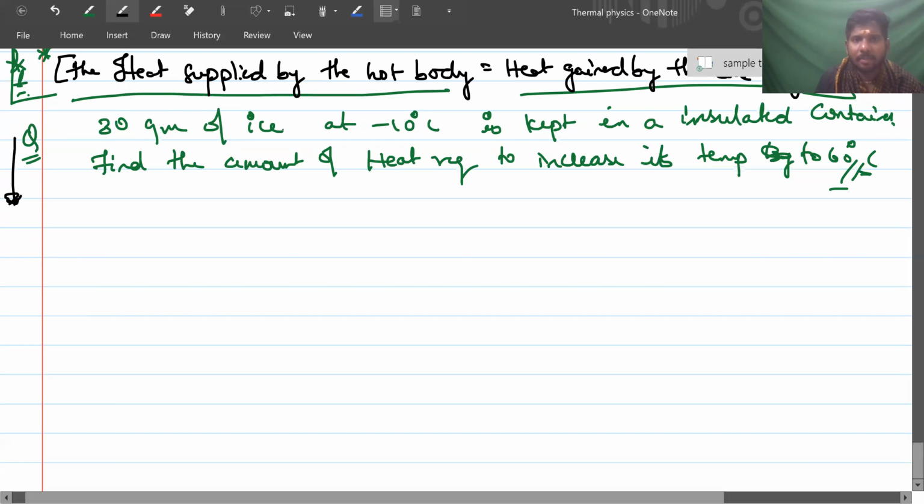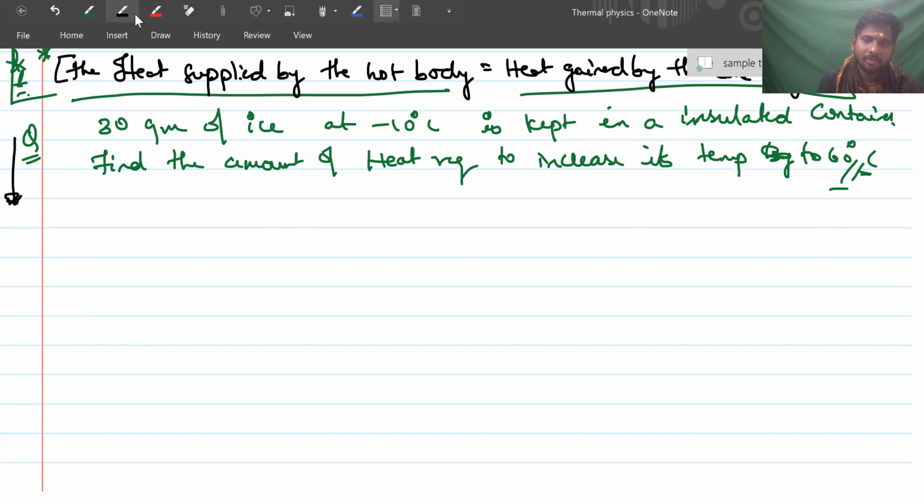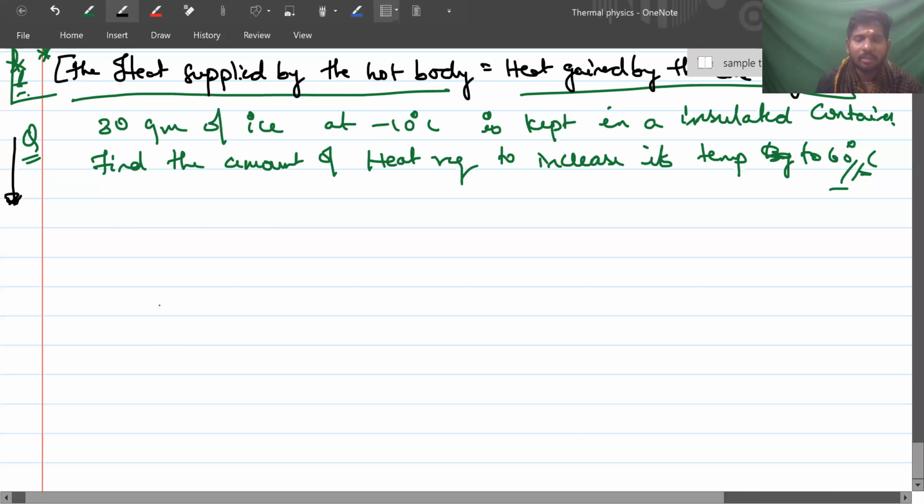30 gram of ice, it will be from minus 10 to 0 degrees. You already know this concept. Yes, sir, I know, sir, from 10th I have studied. Oh, 10th, you belong to CBSE? No, sir, ICSE. Oh, awesome. Then I wait.